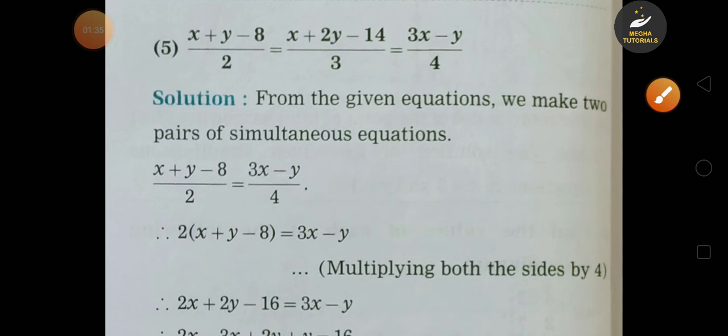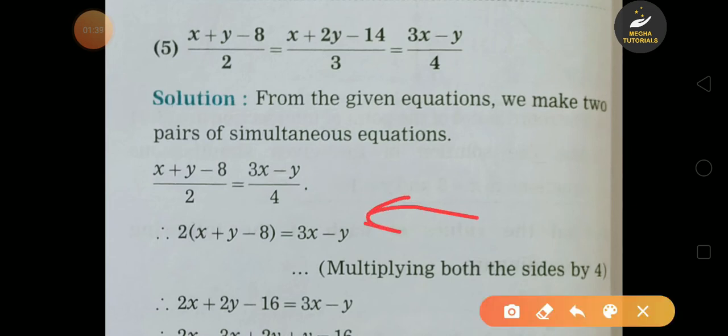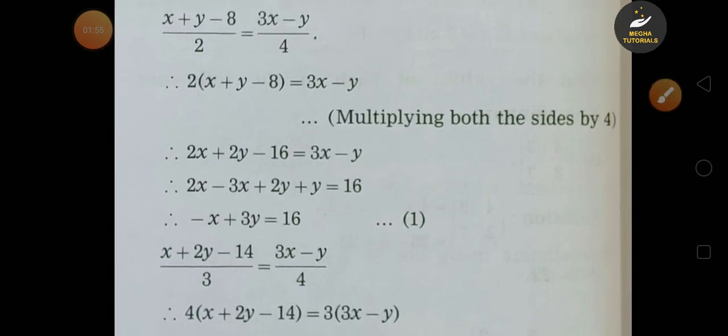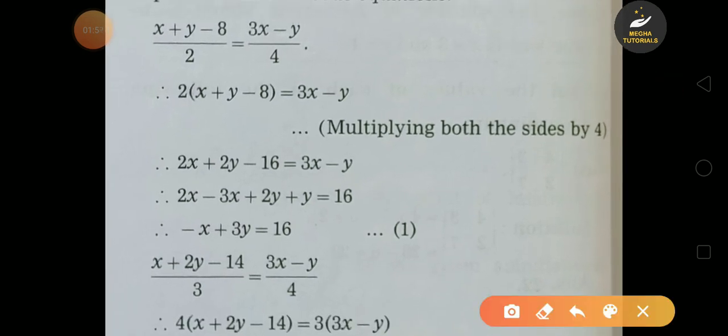Therefore, in the next step we get 2 bracket x plus y minus 8 is equal to 3x minus y, that is by multiplying both sides by 4. Okay, if you don't want to do this step, then you can simply cross multiply and solve, and you will get the correct answer. In the next step you have to multiply this 2 into the bracket, so you will get 2x plus 2y minus 16 is equal to 3x minus y.